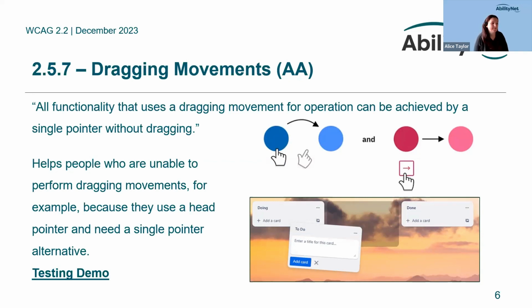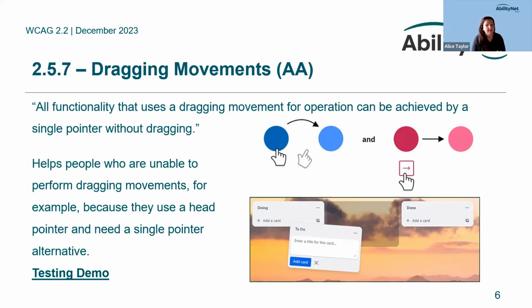So the next criteria we're going to look at is 2.5.7 dragging movements, and this is a AA criteria. This one says that all functionality that uses a dragging movement for operation can be achieved by a single pointer without dragging. So essentially, for any action that involves dragging, you need to have a single pointer alternative provided as well. And this is really important, as some people may not be able to use a mouse or a finger to drag an item.